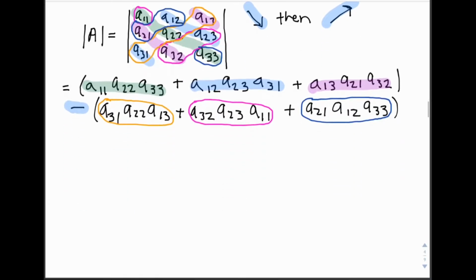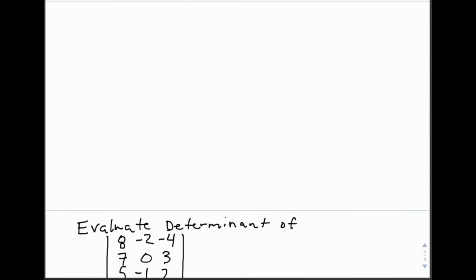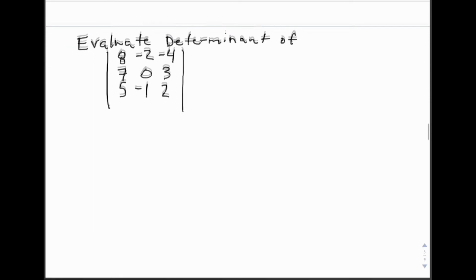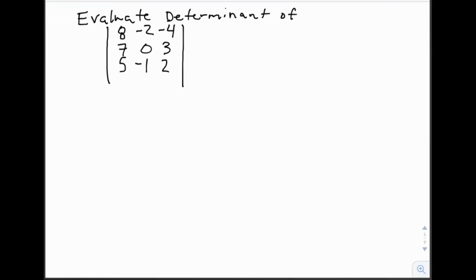So let's go ahead and look at an example taking care of the determinant of a 3 by 3 matrix. So first we want to start in the downward direction. So let's go ahead and highlight. We will have the 8 times the 0 times the 2. So let's go ahead and write that out. We will have 8 times the 0 times the 2.